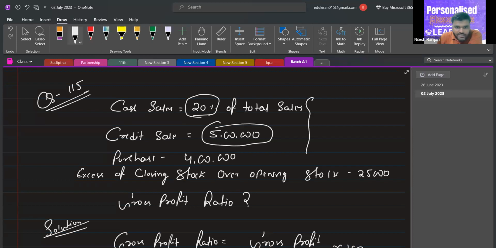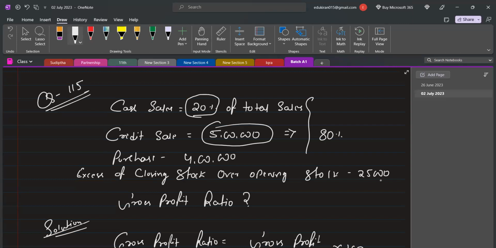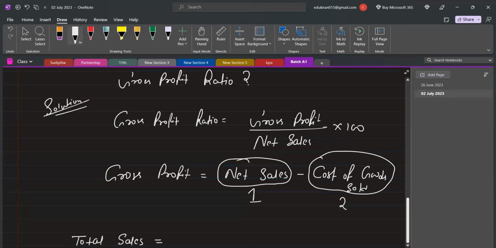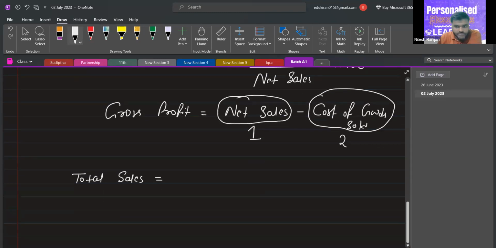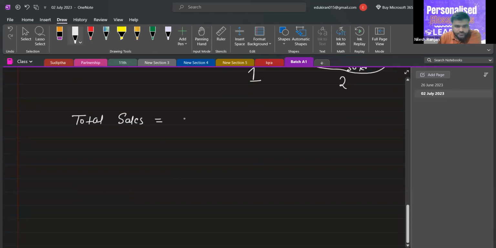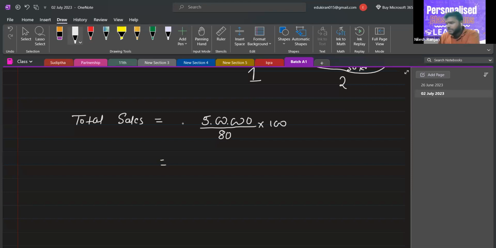How? Because cash sale is 20%. So total sale is always 100%. If cash sale is 20%, then credit sale is 80%. Yes or no? Yes, sir. Okay. So 5 lakh is 80%. Credit sale divided by 80%. So it will be calculated.